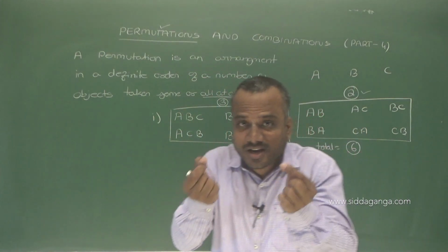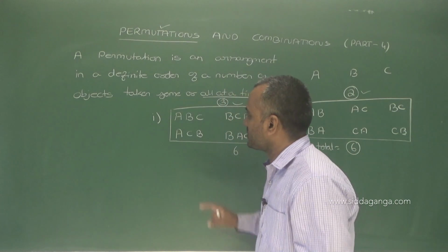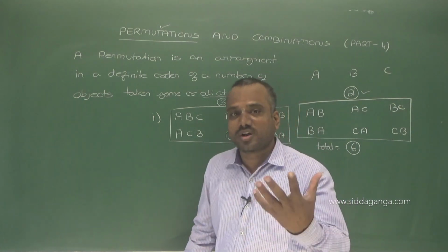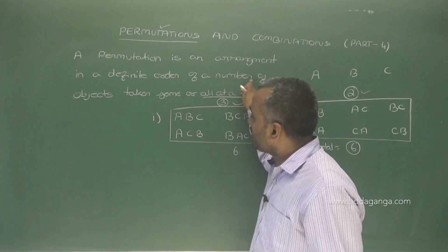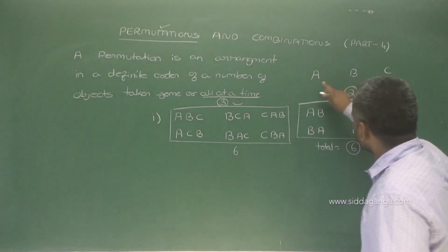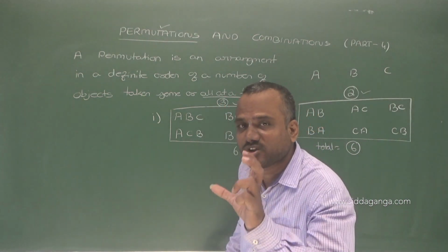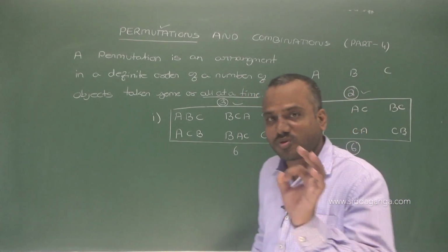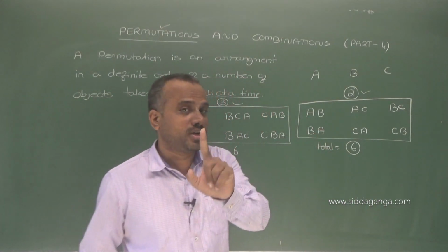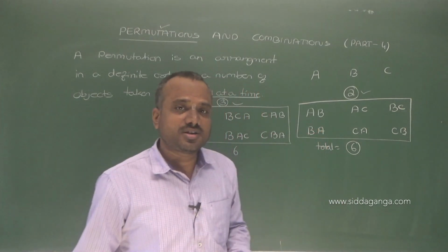Permutation means arrangement of elements in a definite order. In a definite order means 2 at a time, 3 at a time, 1 at a time, 4 at a time, of a number of objects. Here the number of objects is 3, taken some at a time: 2 at a time or all at a time. This we call permutation. In an arrangement, position is very important. Here A is in the first place, B in the second place. Here B is in the first place, A in the second place.